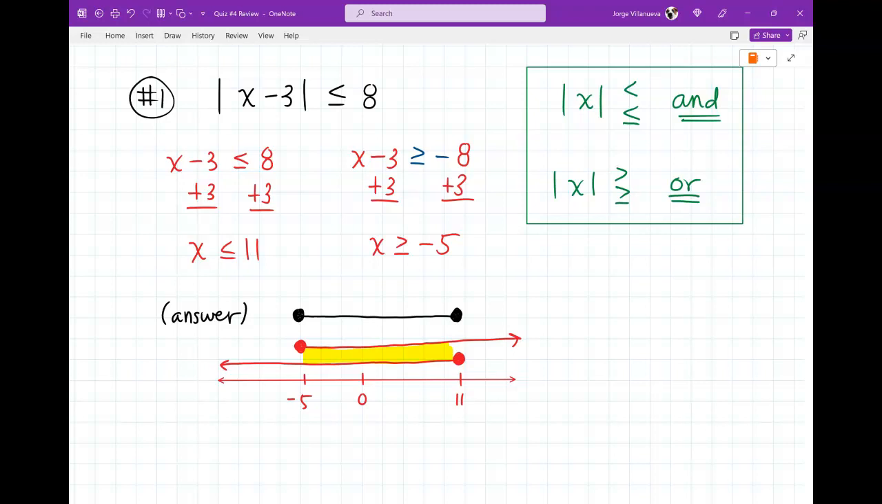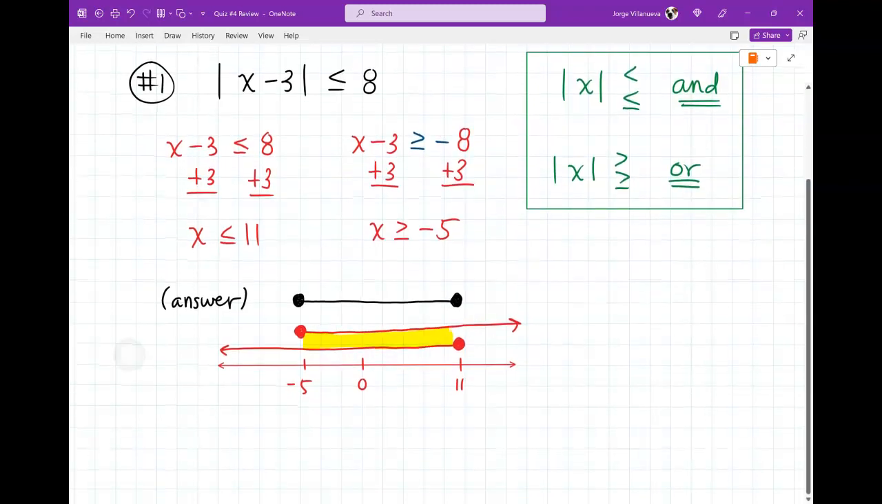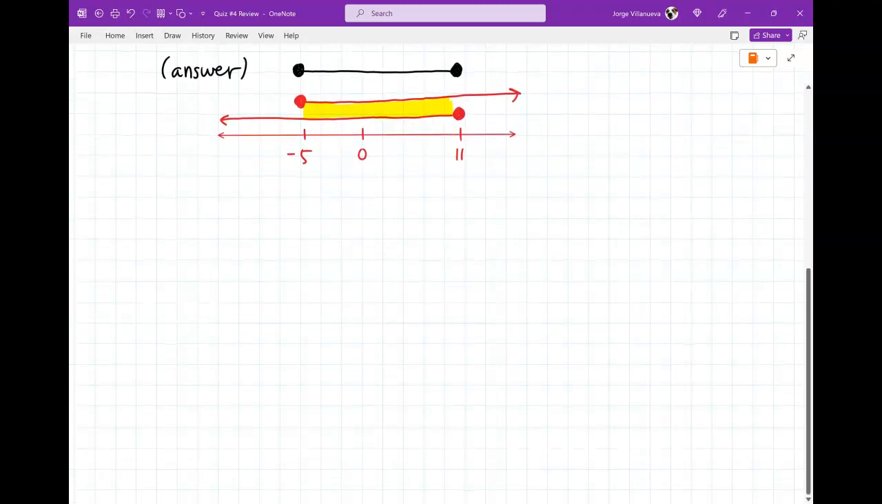Okay. Could I have miscalculated? Sure, it happens sometimes. Okay. But hopefully everything's all right. Any questions on this one? All right, we're going to do one more. It's going to be an OR problem, and then we'll move on.